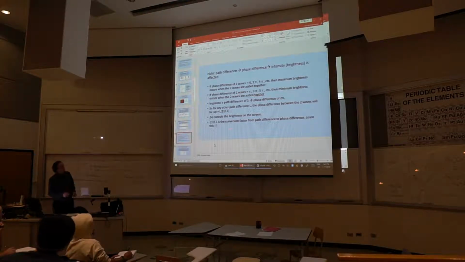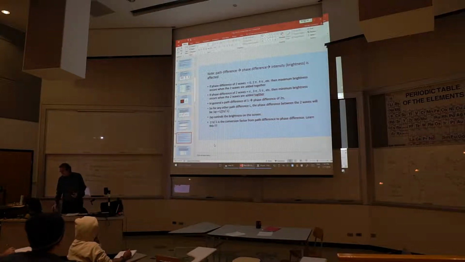So 2 pi over lambda is the conversion factor from path difference to phase difference. Learn this, okay? I think it'll help on some of the problems.